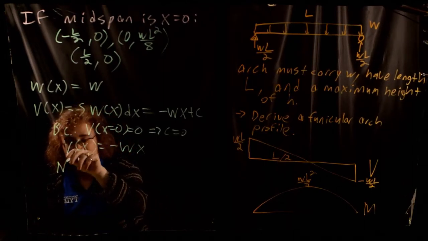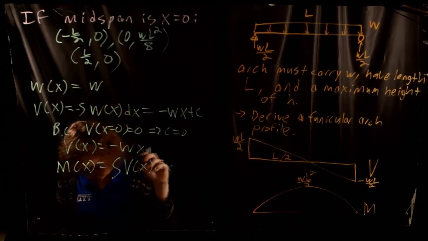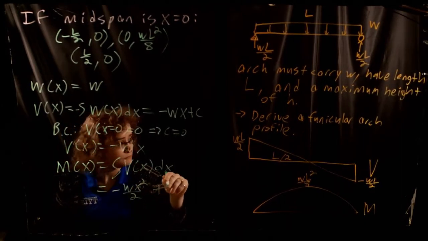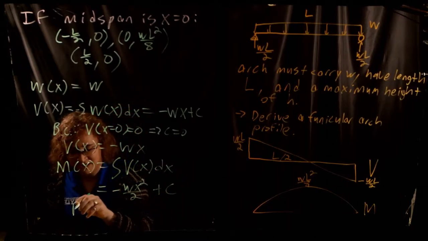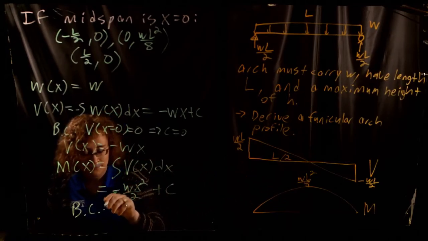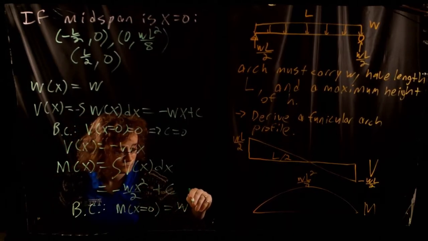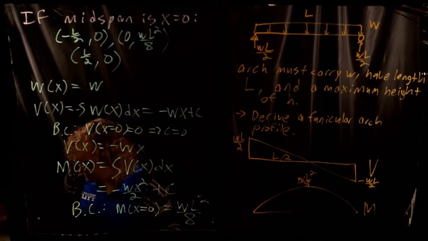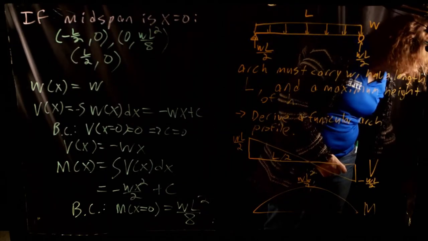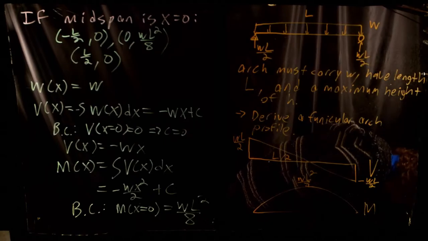And the moment as a function of x is, of course, equal to the integral of shear as a function of x dx. And that's going to come to negative wx squared over 2 plus C. And I do need a boundary condition. I can use as a boundary condition that my moment at x equals 0 has to be equal to wL squared over 8. Again, I'm defining my center span as the 0 x coordinate. So let's keep working through this, and we'll get an arch profile.